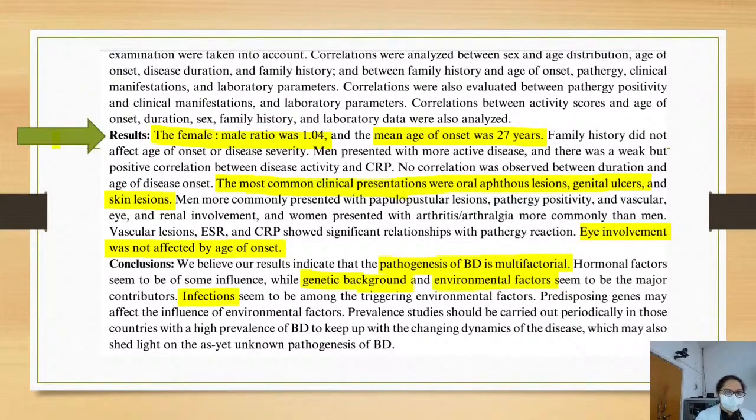This is the largest study done in Turkish patients, giving the patient characteristics in Behçet's disease. They found that the female to male ratio is around 1.04 and the mean age of onset is 27 years. The most common presentations were oral aphthous lesions, genital ulcers and skin lesions. Eye involvement was not affected by age of onset. They also concluded that the pathogenesis of Behçet's disease is multifactorial, while genetic background and environmental factors play a major role.